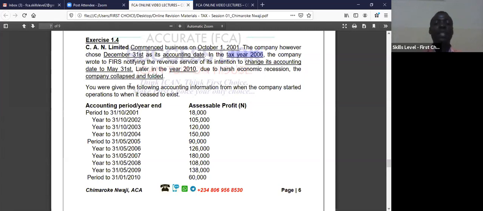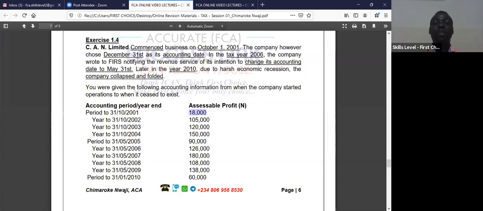Now that you've known that, you were given the following accounting information from when the company started operations to when it ceased to exist. They were giving you a period to 31st October 2001. If they started the business on October 1, and this is October 31st, it simply means this is a 1-month account.